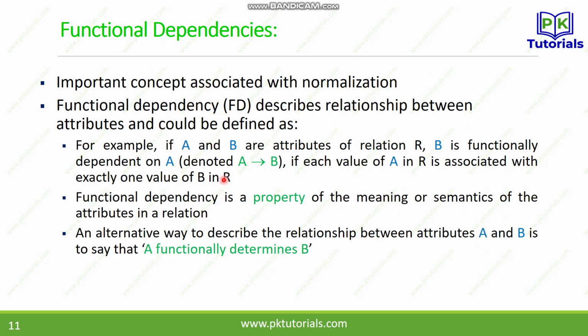So we discussed functional dependency. What is functional dependency? The concept is: if A and B are attributes of a relation, for example a relation known as student with two attributes like name and age, then B is functionally dependent on A if each value of A is associated with exactly one value of B in R. Functional dependency is basically a property of the meaning or semantics of the attributes in the relationship. An alternative way to say it is that A functionally determines B.